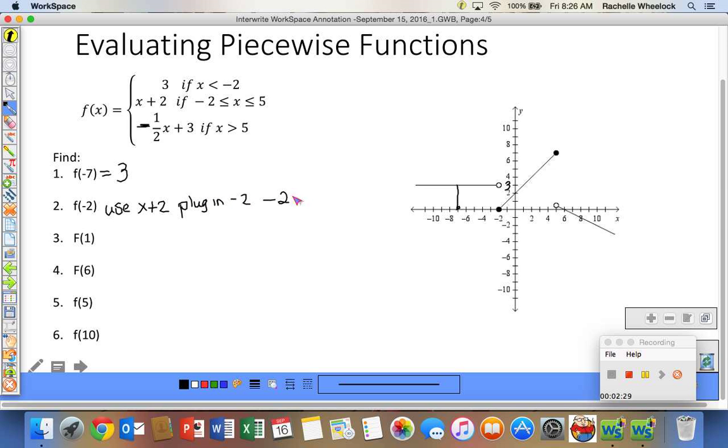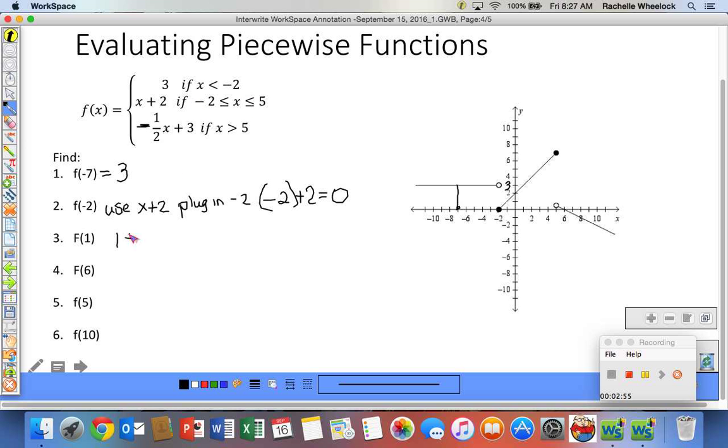Finding f of 1. Again, 1 is less than 5. So it's in this interval between -2 and 5. So I can plug in 1 to x plus 2. So 1 plus 2 is 3. So f of 1 is equal to 3. And if I look at my graph over here, come up, and you can see that the y value is 3 when the x is 1.